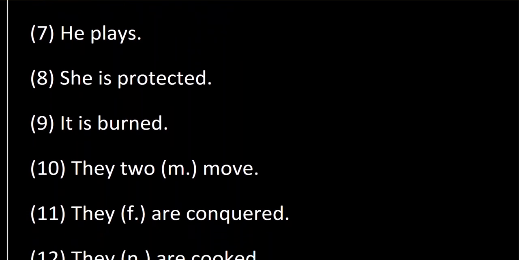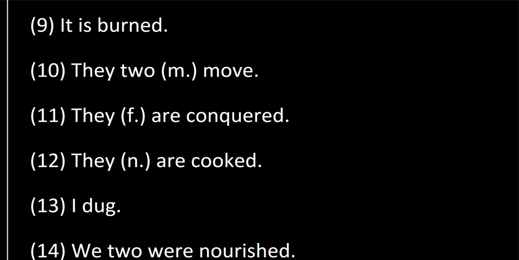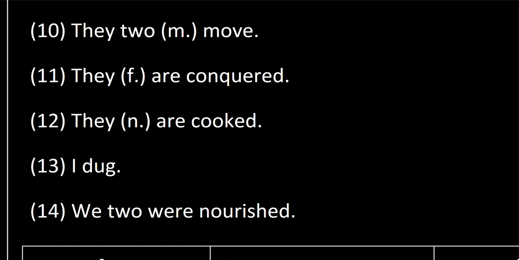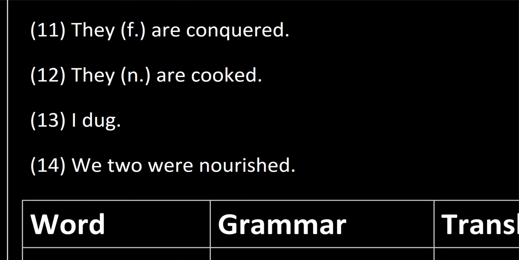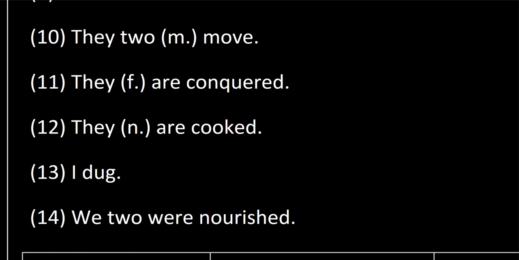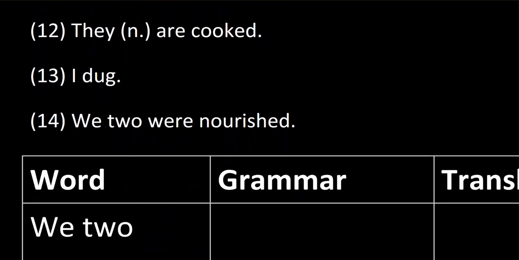Number 6, you are abandoned. Number 7, he plays. Number 8, she is protected. Number 9, it is burned. Number 10, they two move. Number 11, they are conquered. Notice that in the pronouns, they're telling you whether they want you to decline it in the masculine or in the feminine gender. Number 12, they are cooked.